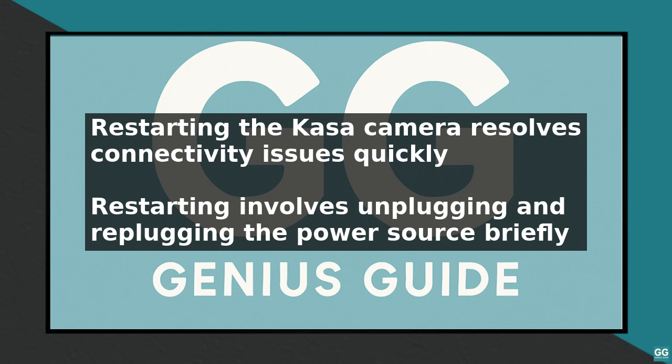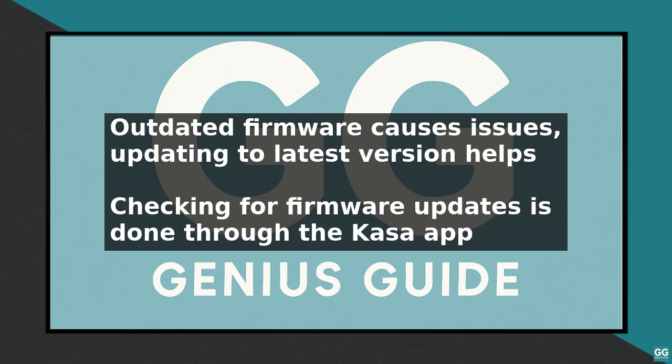Another potential solution is to reset your Kasa camera to its factory settings. To do this, press and hold the reset button on the camera for about 10 seconds until the light flashes blue. Then, release the button and wait for the camera to restart.